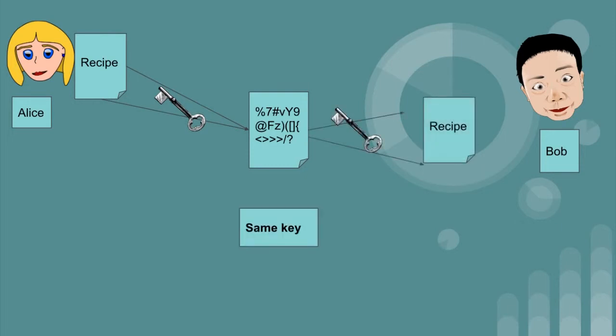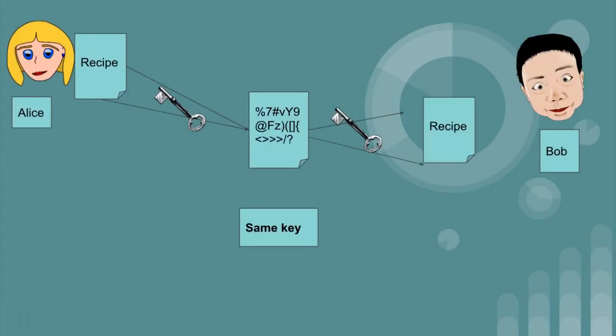With symmetric systems, Alice will have to share the key with Bob in what's called an out-of-band method. The main problem with symmetric cryptography is that key exchange is hard, and it must be done using another method. Again, this is referred to as out-of-band.